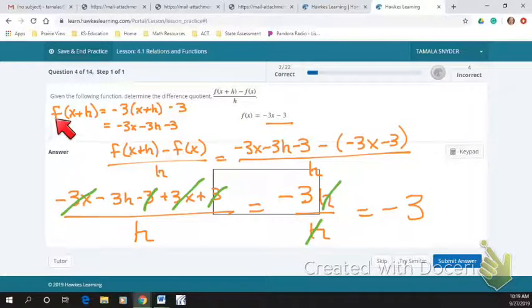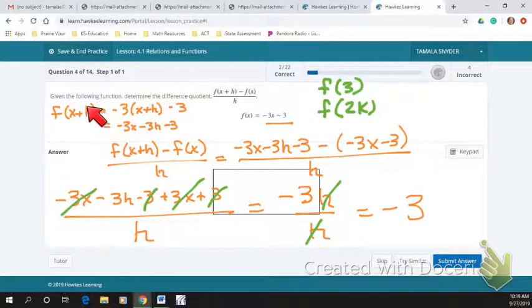So what I did was I went to function f, and so just before I get to that, remember what this means. F of 3 means go to function f and replace x with a 3, right? If I have this, f of 2k, that means go to function f and replace the x with a 2 times k. This means go to function f and replace the x with an x plus h. So I went to function f, I wrote this, but instead of putting an x here, I put an x plus h there. Does that make sense? See, here's the negative 3. Then instead of an x, I have an x plus h, and then there's the minus 3.